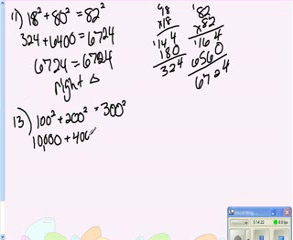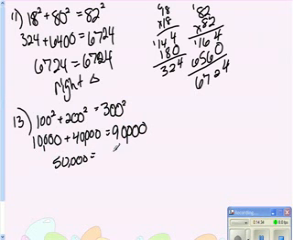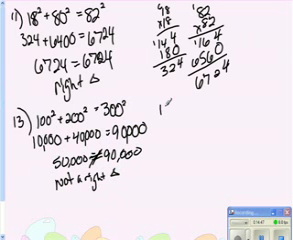Same thing here, 2 squared is 4, with 4 zeros. And same thing here, 3 times 3 is 9 with 4 zeros. 10,000 plus 40,000 is 50,000. Does that equal 90,000? No. Sorry, I missed it. But no, it does not equal it, so it is not a right triangle.